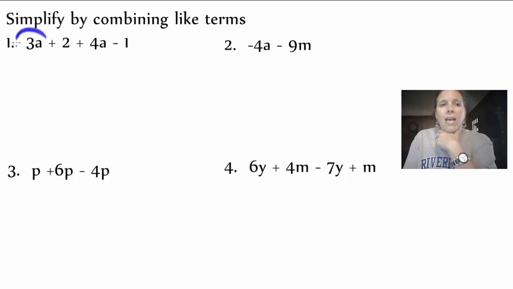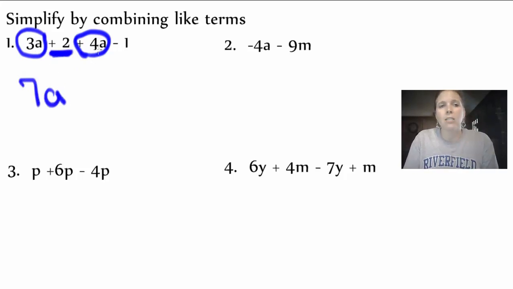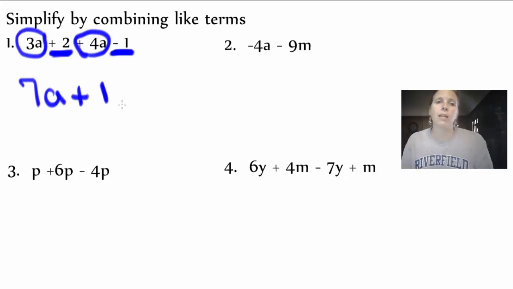Well, I have 3a, and you always want to circle whatever sign is in front of it. This one, it's just a positive 4a. So 3a plus 4a is going to give us 7a. And then we have a constant of +2 and a constant of -1. You can either think 2 minus 1, or you can think 2 plus a -1. Remember that? That's just going to give you 1. So 7a plus 1. If your answer had been -1, you could have put 7a minus 1. All right, so you're done with that problem.